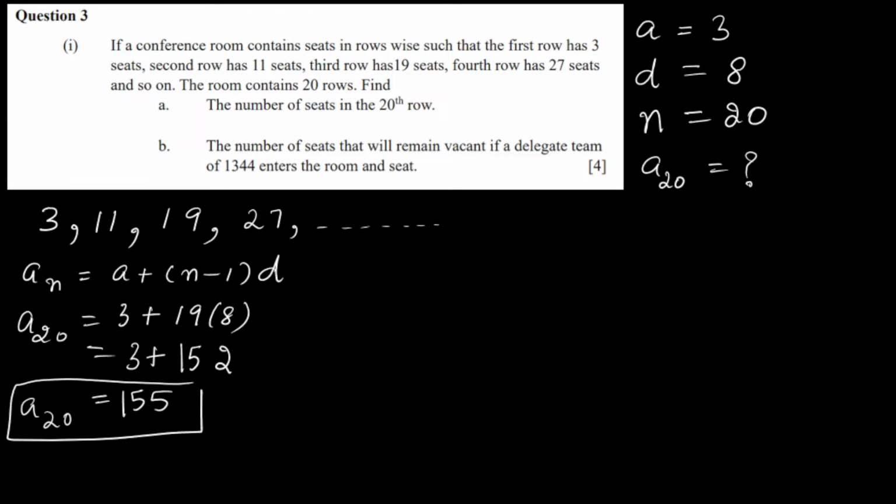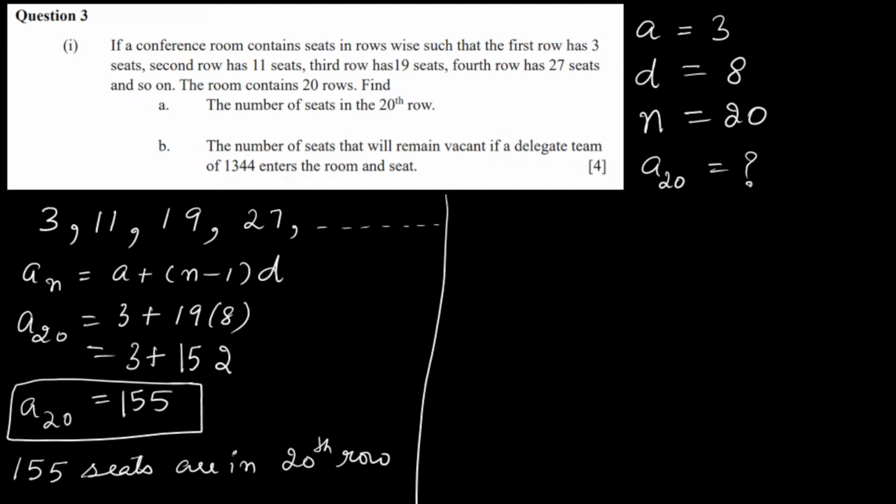In this type of question, you can write one line also. The number of seats in the 20th row is 155, or 155 seats are there in the 20th row. Because this is like a word problem, it's better to write down this sentence.